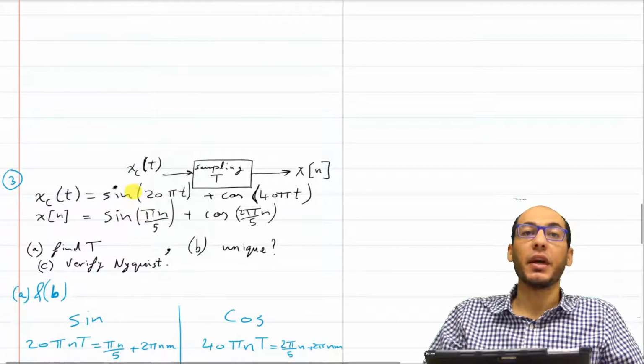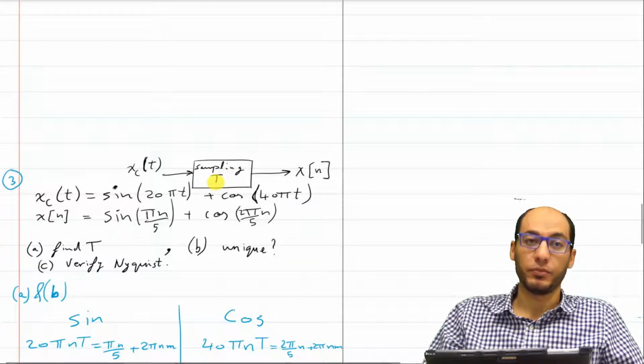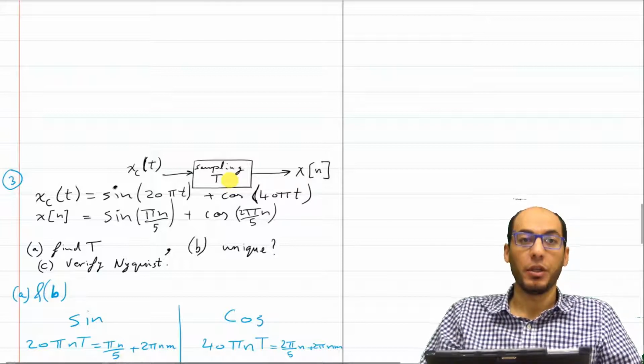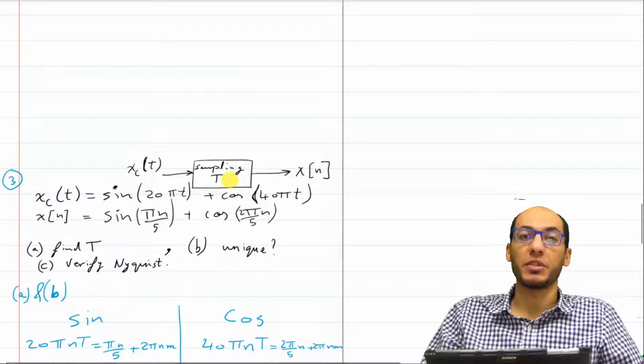You have a sine and a cosine added together, and that's the continuous signal, and you got the discrete signal, which is the output of the sampler. You got a sine and a cosine, and I'd like to find out what the value of the sampling time is. I do not know what that system is. All I know is that it is sampling with a certain sampling time. I need to find out what the sampling time is.